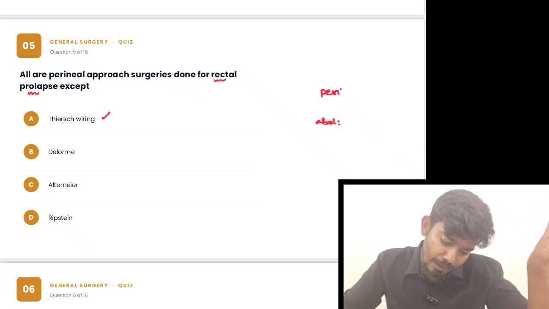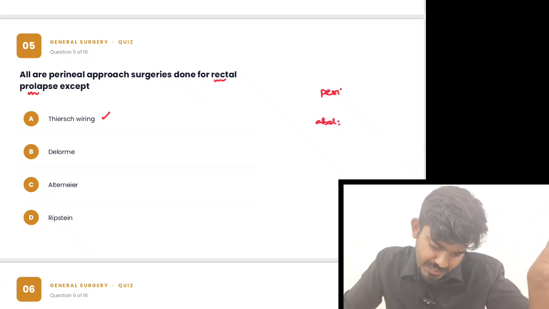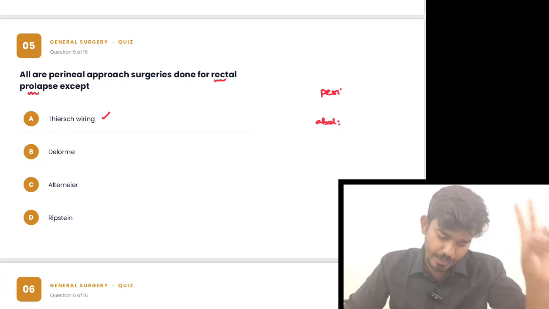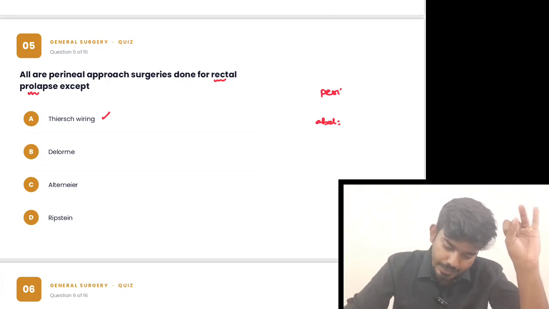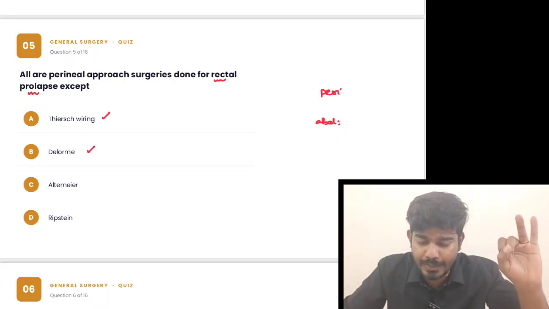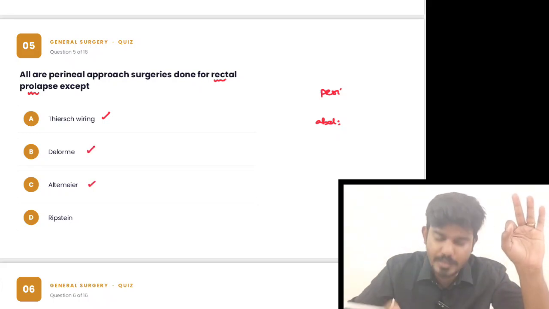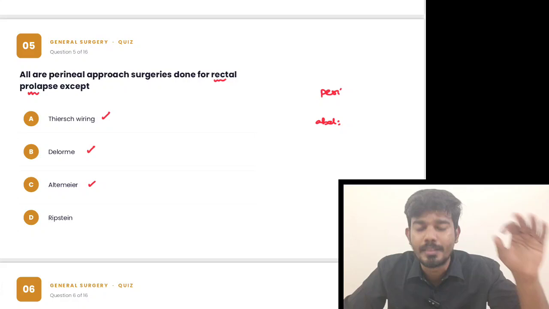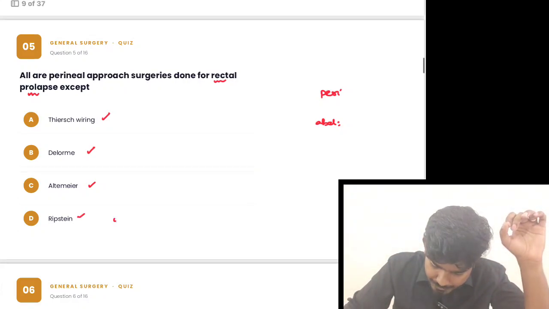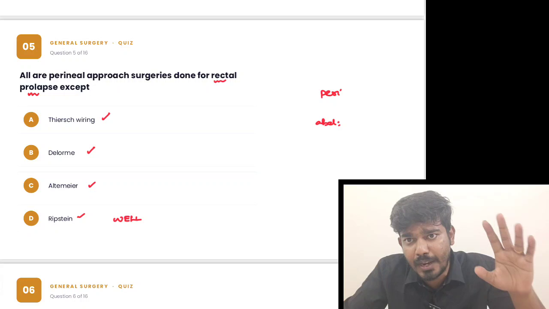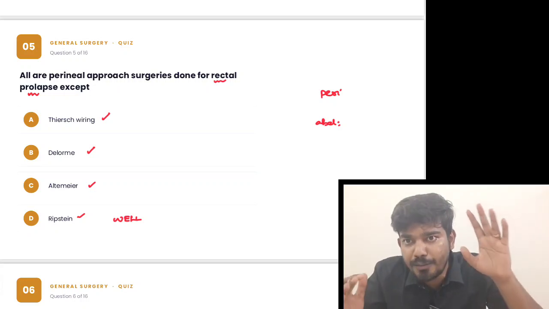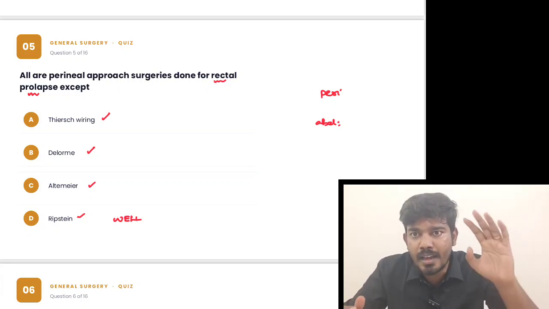Here, all of the following are perineal approach surgeries for rectal prolapse except. This Thiersch wiring is a perineal approach. Then DeLorme's procedure is also a perineal approach. Also Altemeier's is also a perineal approach. Then Ripstein, Wells, Goldberg, Frickman, all these are abdominal.